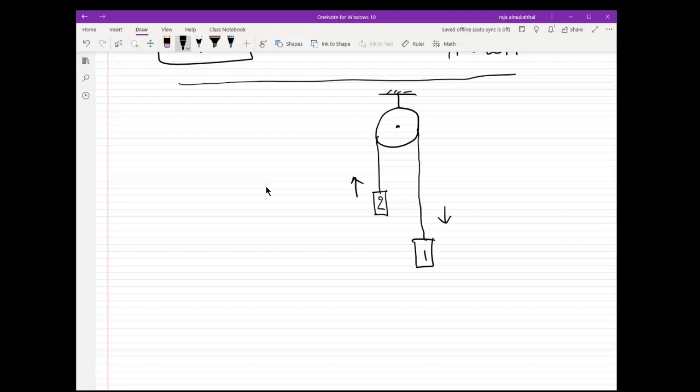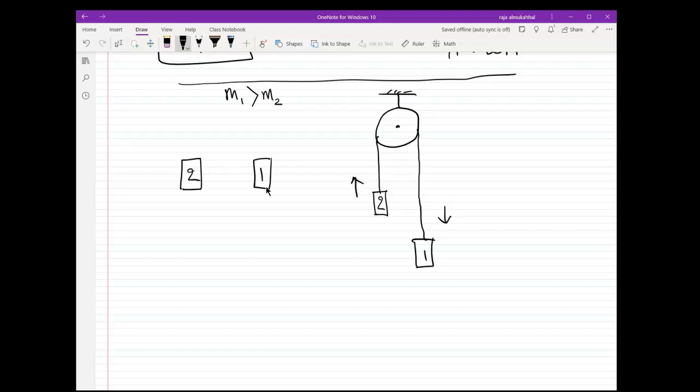So what I'm going to do now, I'm going to take the system apart. I'm going to take block number 2 and put it right here, and block number 1 and put it right here. And then I'm going to put all the forcing on them. And remember, we said that the mass of block 1 is m1, and the mass of block 2 is m2, and m1 is greater than m2. This is our assumption, all right?